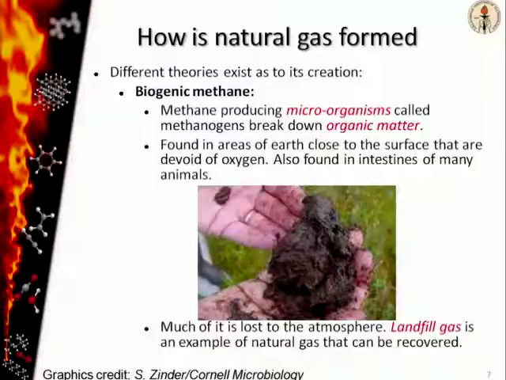Much of this is, of course, lost to the atmosphere, except for places like landfills, where you can actually extract the landfill gas, which is essentially natural gas, and can be processed and then supplied into the network, into the pipelines, which can finally take the natural gas to the consumers.